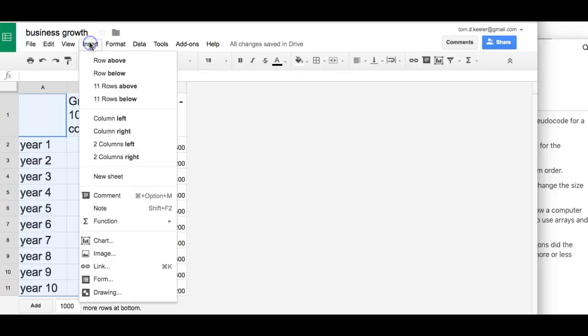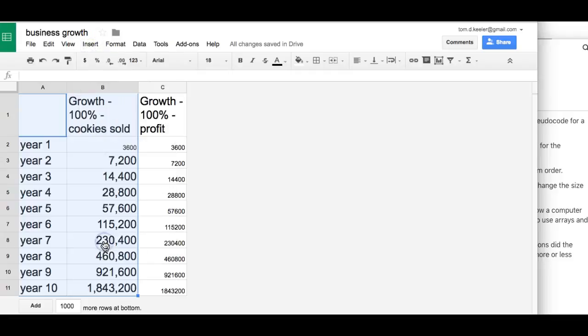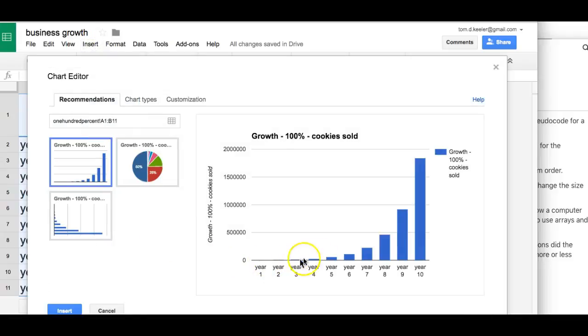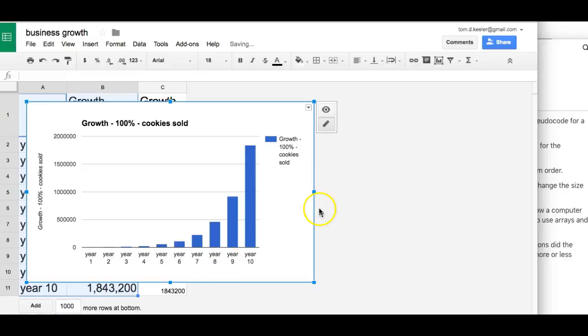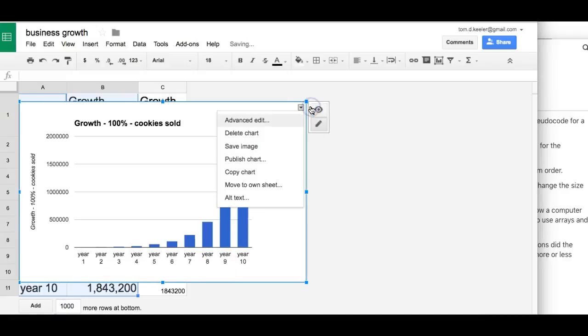So let's insert our chart. And this is what investors want to see. This is what it is that you're doing, this really steep growth. That's what your investor wants to see. So that's why you try and make up reasons that make this possible. Okay, so we'll go in and we'll put the chart into its own sheet.